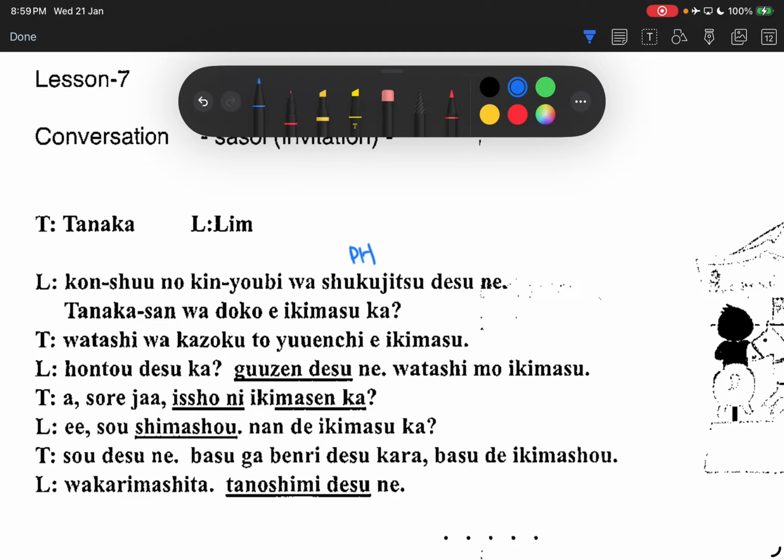Tanaka-san wa doko e ikimasu ka? So, to where do you go? Right? Tanaka-san, to where do you go? T says, 私は家族と, so with family, 家族と遊園地へ行きます. So 遊園地, to 遊園地. Any idea what 遊園地 is? Amusement park. Okay, amusement park like USS.